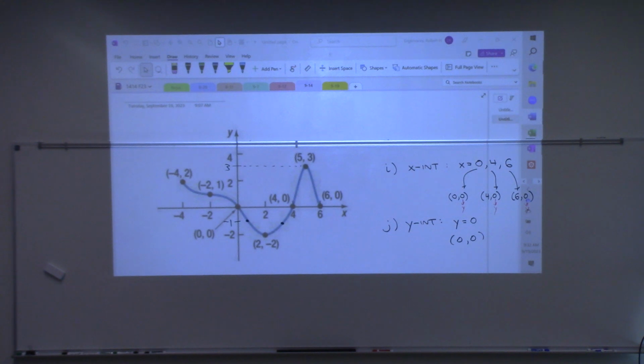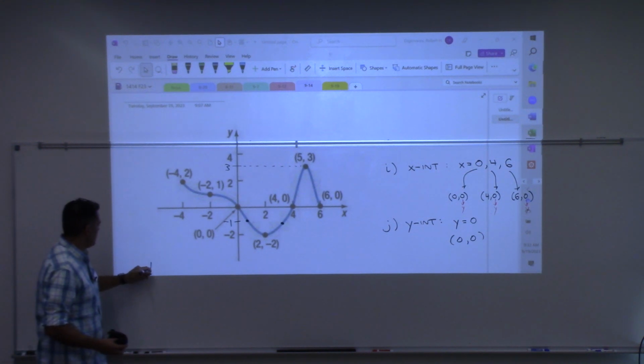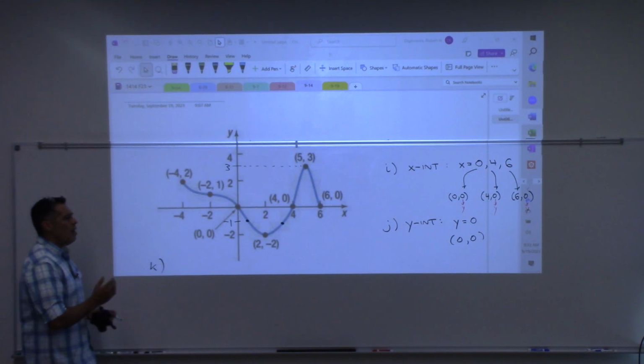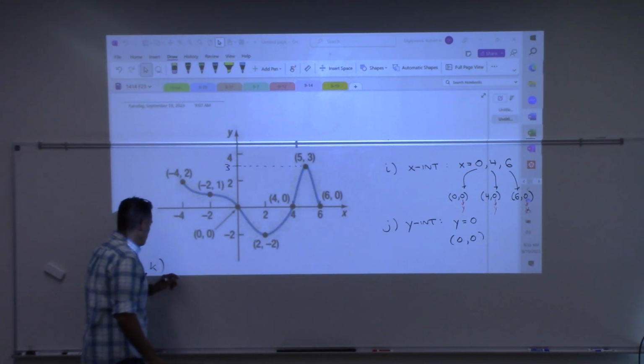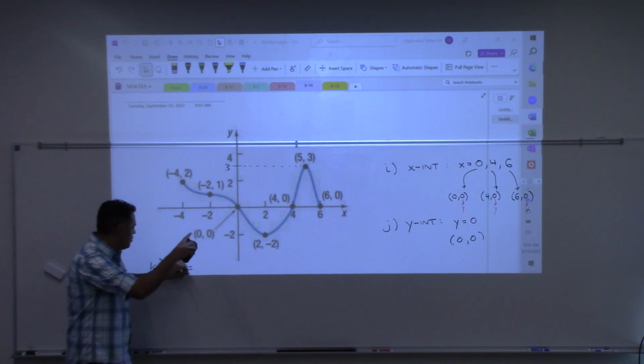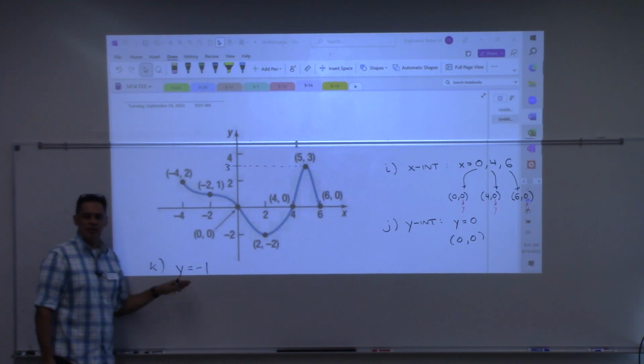All right, part K. How often does the line y equals -1 intersect the graph? Twice. So what they're asking is for you to consider this line that they have not drawn for you. You have to know what this line looks like.